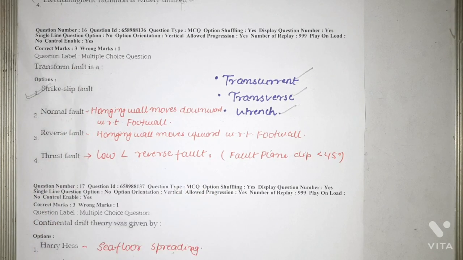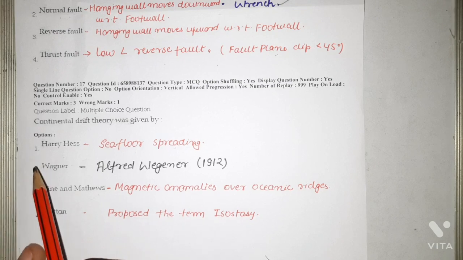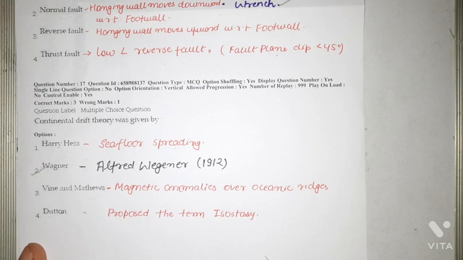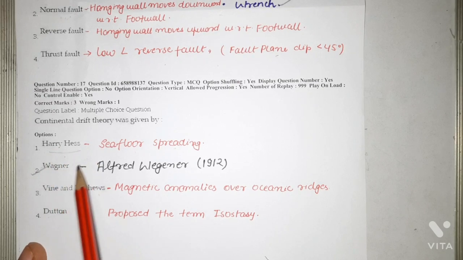Next question is, continental drift theory was given by. Continental drift theory was given by Alfred Wegener in 1912. So the correct answer is Alfred Wegener in 1912. Let's see other scientists and the theories they gave. First one is Harry Hess. Harry Hess proposed the seafloor spreading hypothesis.